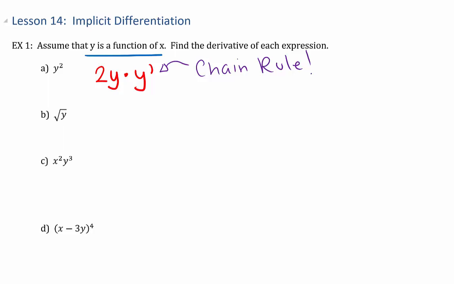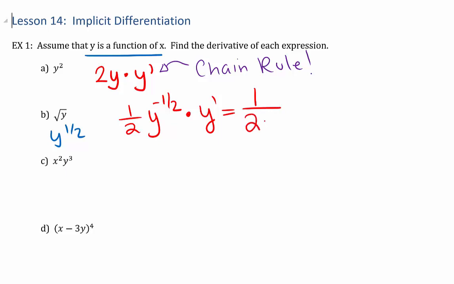Square root of y is the same thing as y to the 1/2. If I take the derivative of that, I would get a 1/2 y to the negative 1/2. But then using the chain rule, I have to multiply by whatever y prime is. If I wanted to rewrite this using a positive exponent, it would be 1 over 2 y to the 1/2 times y prime. Now, example C, x squared times y to the 3rd.